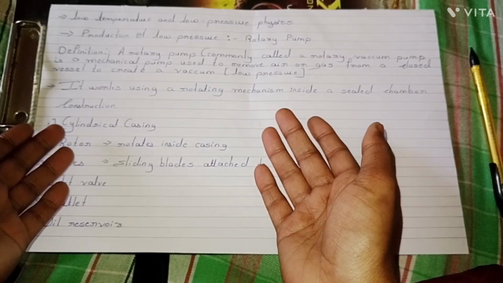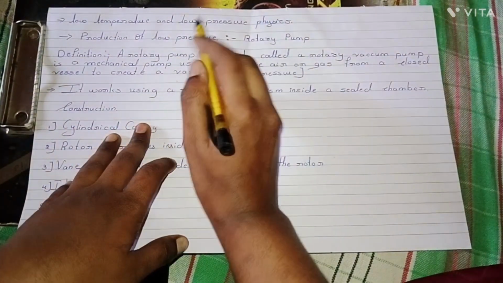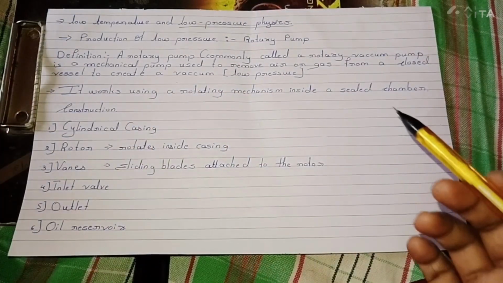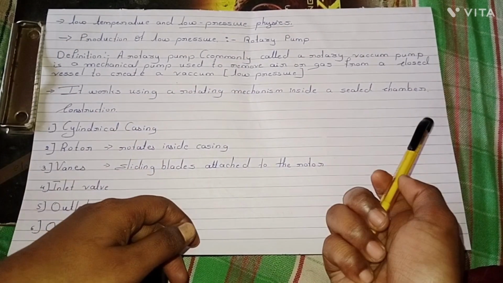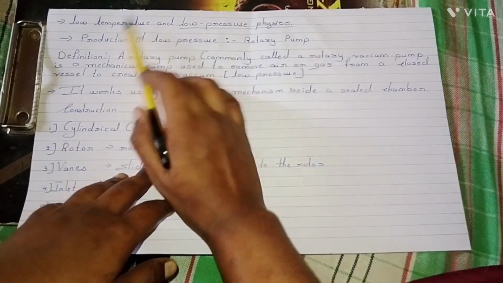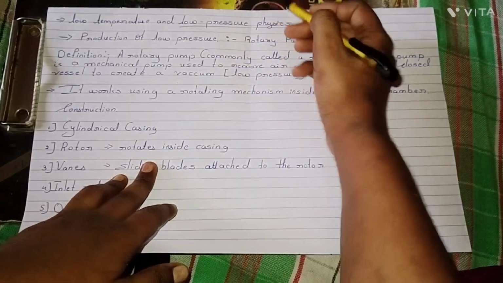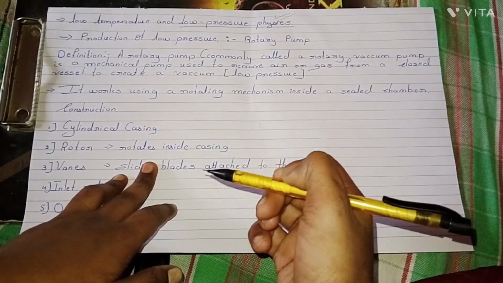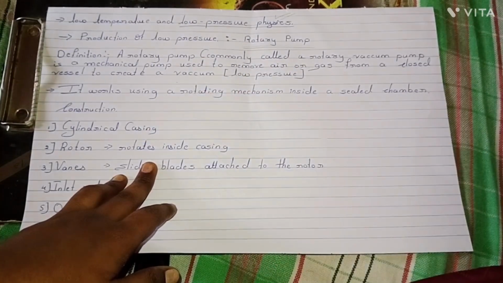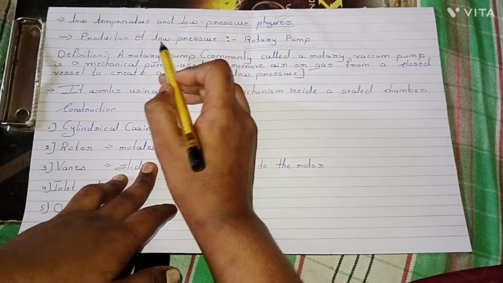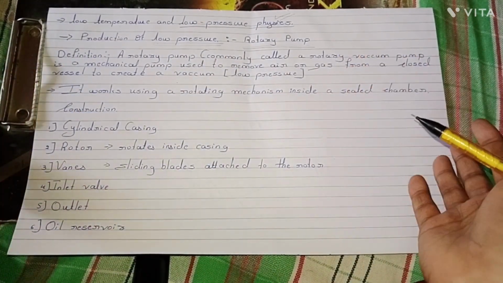As I mentioned earlier, in today's session we are going to discuss the low pressure physics. For BSc 4th semester of Rani Channamma University, they have given both low temperature as well as low pressure physics. From that, I'm concentrating only on low pressure physics, in which I'm going to discuss the rotary pump. I think you know that low pressure is nothing but creating a vacuum inside a chamber.